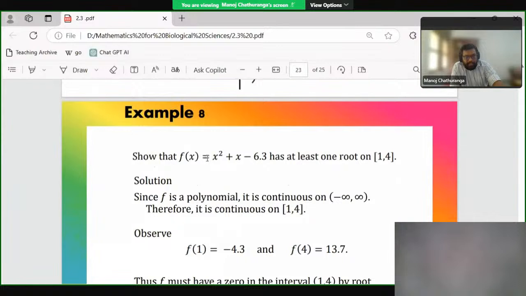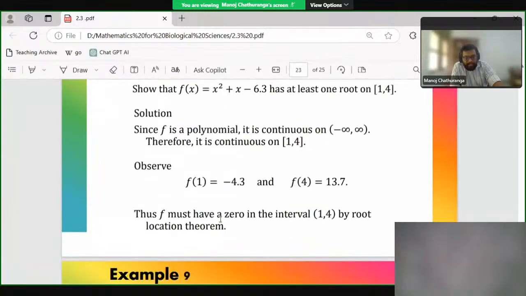Yeah, here is an example. Show that this has a solution in the interval 1, 4. You basically substitute 1 and 4 and observe that they have different algebraic signs. If at 1 the function is negative, at 4 the function is positive, so somewhere between 1 and 4, the graph of this function must have crossed the x-axis. So in this way, we can find an interval containing the root of this equation.